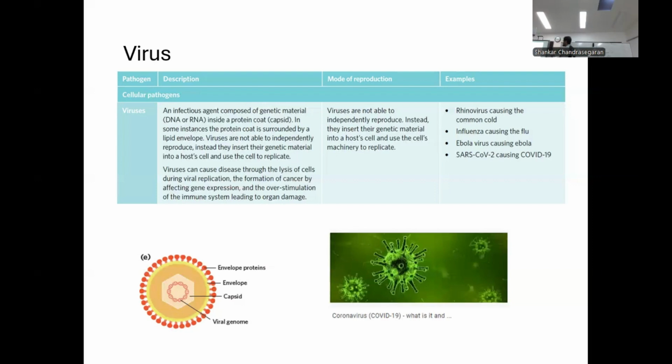Right? Examples of these viruses: rhinovirus, influenza, Ebola, SARS-CoV-2, COVID-19, you know that. COVID-19 is the disease, SARS-CoV-2 is the pathogen that causes the disease, right? There's an important distinction to be made, because if someone said that COVID-19 is the pathogen, you'd be marked wrong. It's the same thing as saying malaria is the pathogen, you'll be marked wrong. These are examples of the disease that the pathogen is causing.